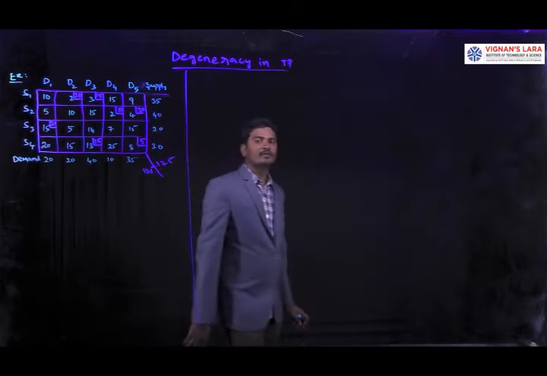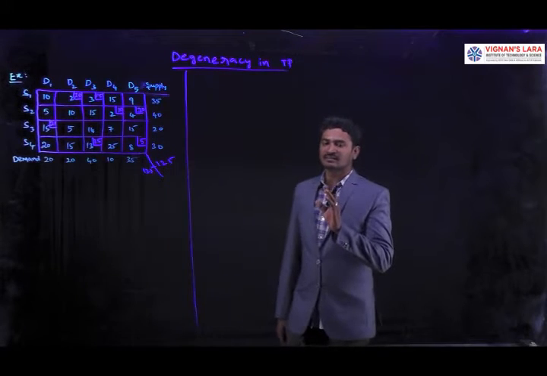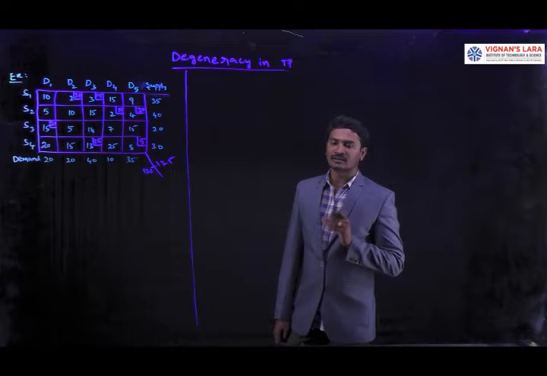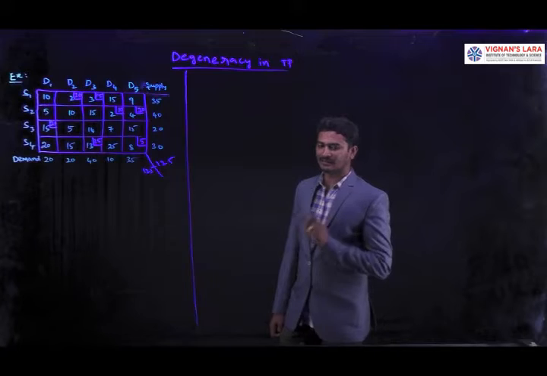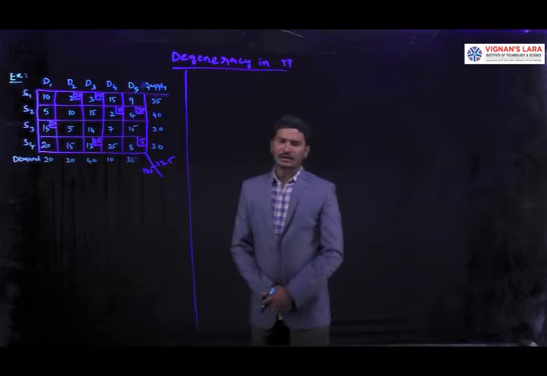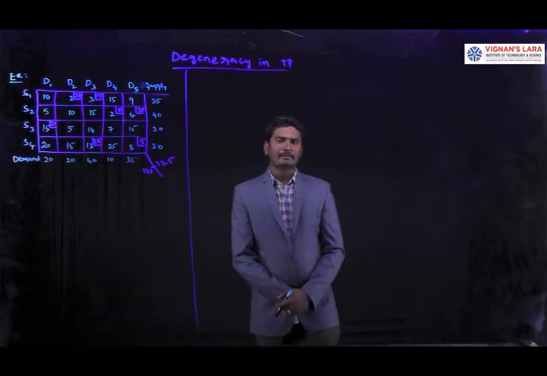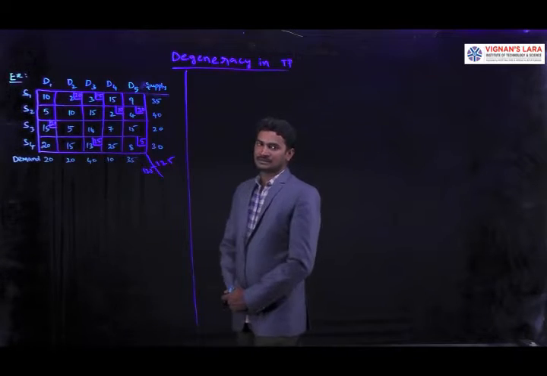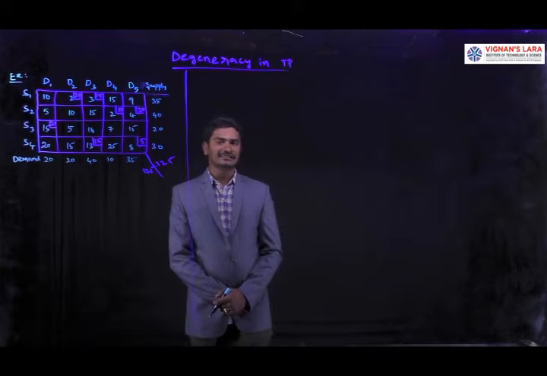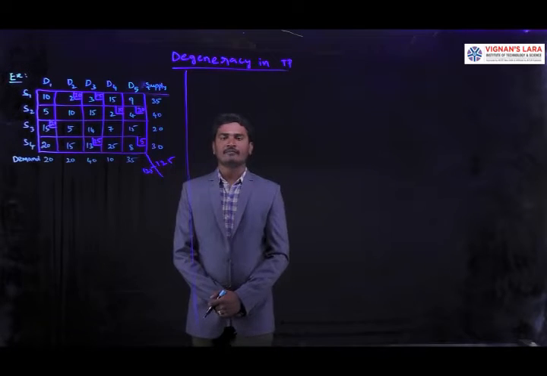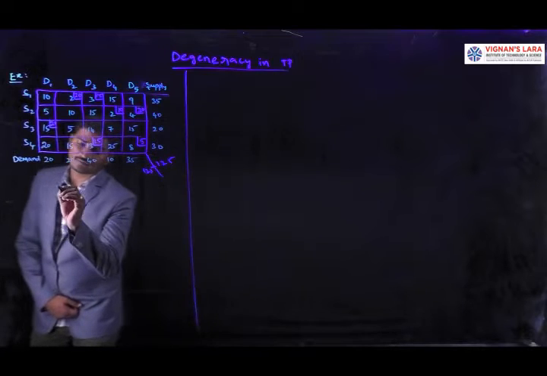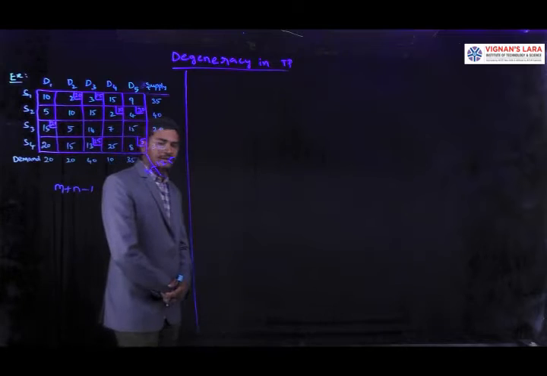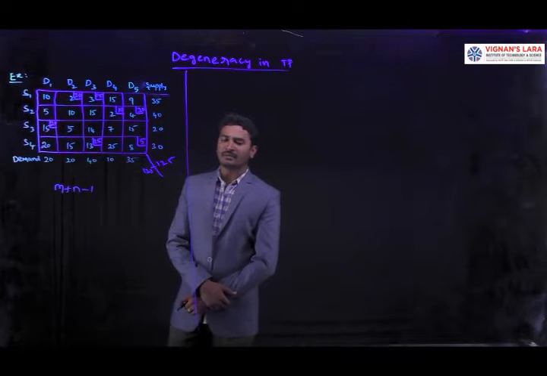In this lecture, we are going to learn about degeneracy in transportation problem. Here, we are going to resolve the degeneracy in a transportation problem. What is degeneracy? When we are trying to calculate the optimal solution, at that time we have to check whether the problem is in degeneracy or non-degeneracy with the help of m plus n minus 1. Here m means the number of rows and n means the number of columns.